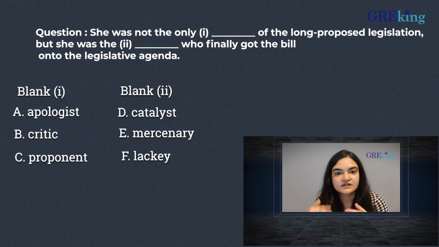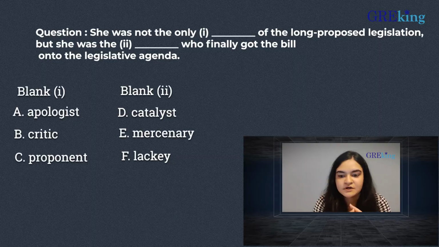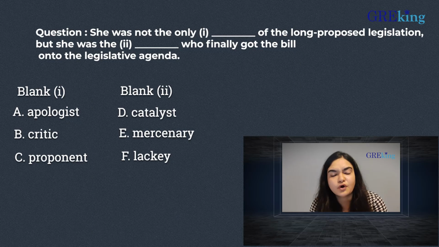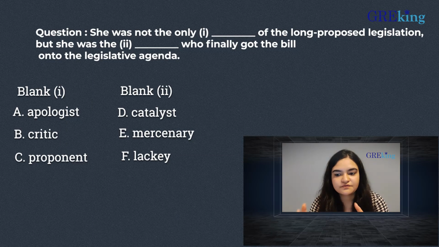Now, what is another word for supporter? That is something I have to find from the blank 1 column. I have 3 options: apologist, critic and proponent. Supporter is similar to proponent, so for the first blank, the correct answer is proponent. She was not the only supporter, or not the only proponent, of the long proposed legislation, but she was the one because of whom the legislative agenda got passed.